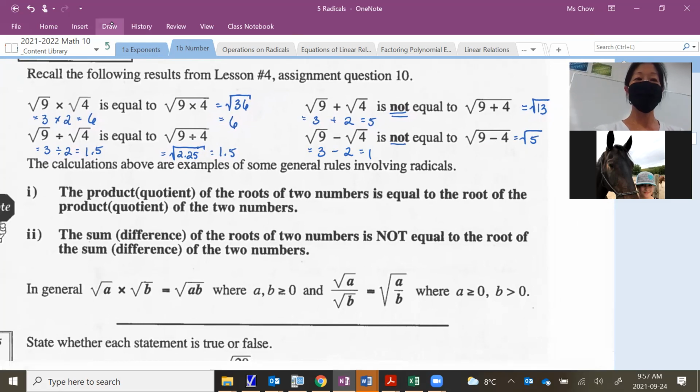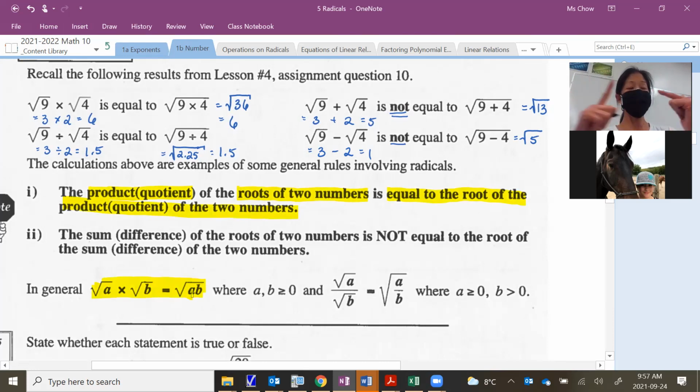So the key thing our little math cop is saying is that regardless of whether we're multiplying, the product or the quotient of the roots of two numbers is equal to the root of the product or quotient. This sounds so confusing, but ultimately I like this: multiplying together or separated is the same. Division together or separated is the same.